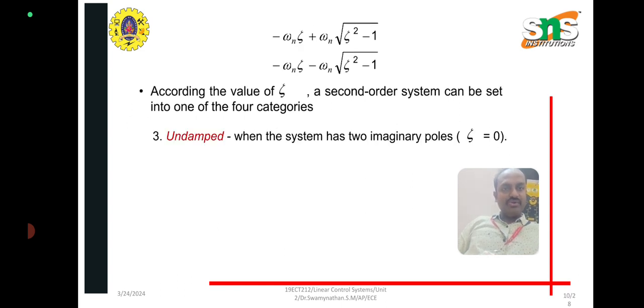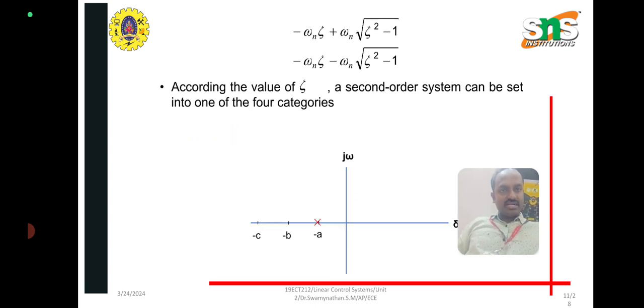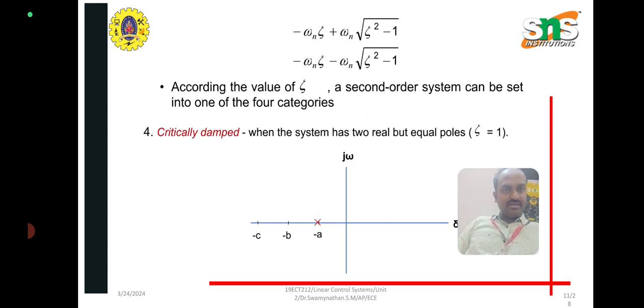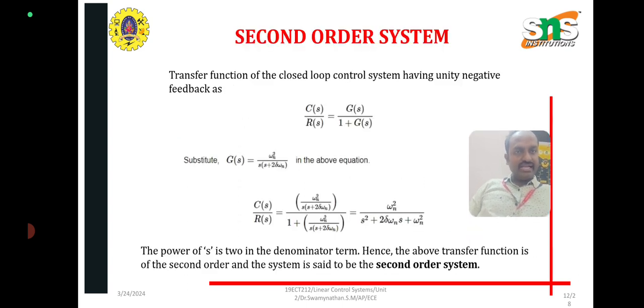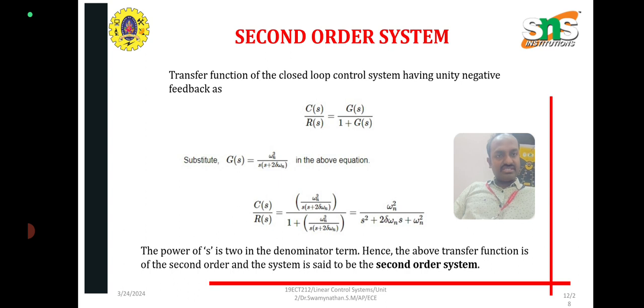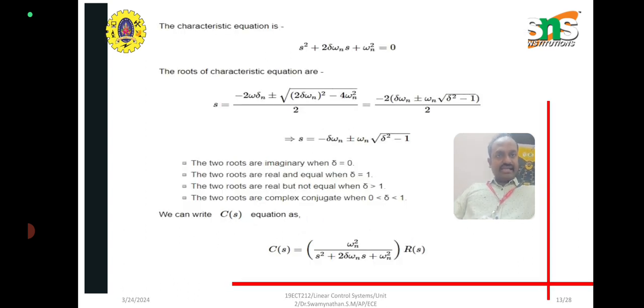And according to the value, there are another two categories. Undamped: tau is equal to 0, where the two poles are imaginary. Critically damped means tau is equal to 1. Then you can get the characteristic equation. Substituting the value: the two roots are on the imaginary axis when tau is equal to 0; two roots are real and equal when tau is equal to 1; two roots are real but not equal when tau is greater than 1; two roots are complex conjugate when tau is between 0 and 1.